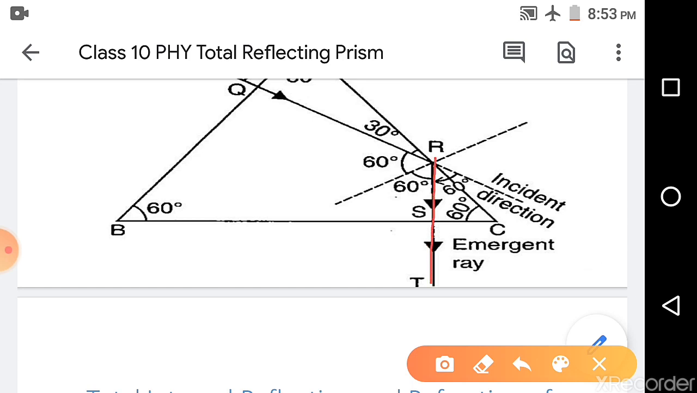So what is the total deviation? See, this is the actual light ray, and it is now deviated like this. So the total deviation is 60 degree. You can easily understand that. See, this is 60, this is 60, and as this is a line, it is 180 degree, and this part is 60 degree. So this is the actual path of the light, and this is the deviation, which is 60 degree.